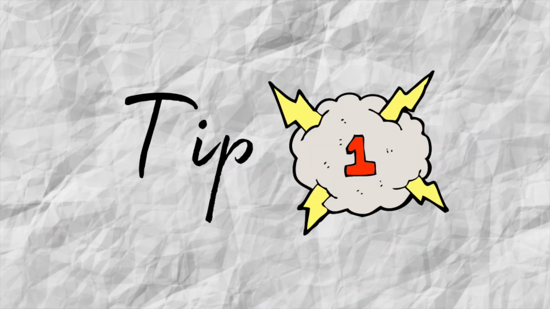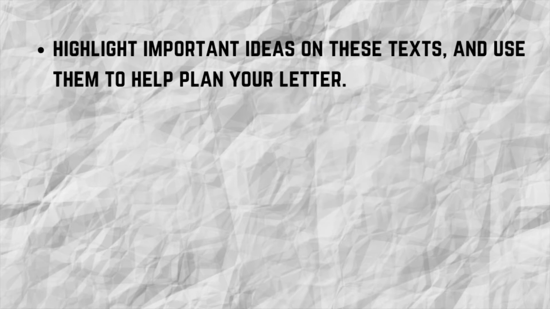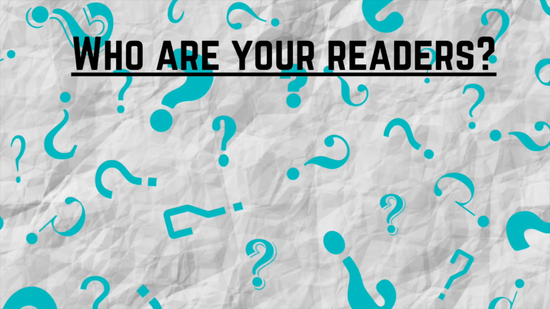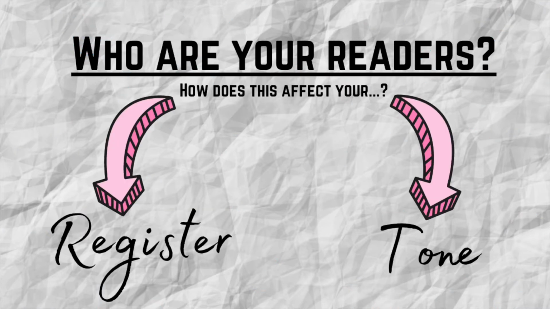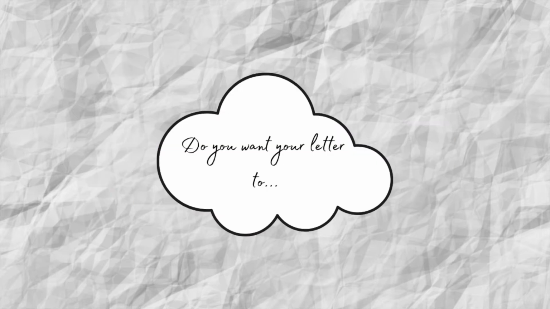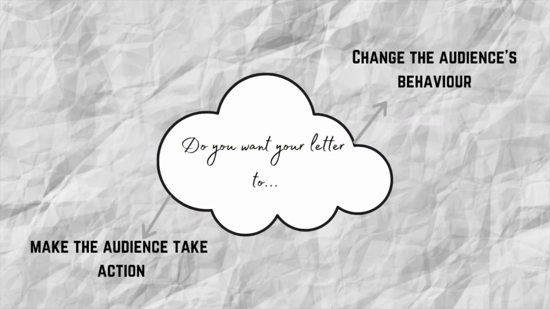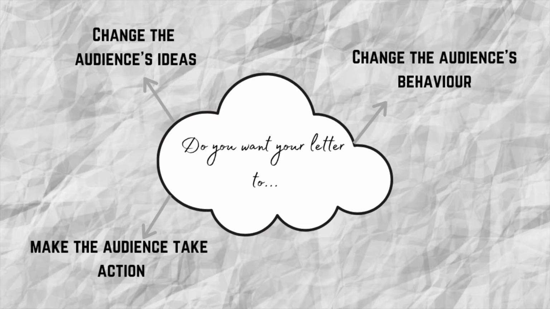Tip 1. The task is often linked to the sources you have read in section A. If you highlight important ideas on these texts, you can use them to help you plan your letter. Before you begin planning, write down who you are writing this letter to and think about how this affects the register and the tone of the letter. Secondly, write down whether your letter wants your audience to change their behaviour, to take action, or to change their ideas. It could be all three, but make sure you are focused on this as your task.